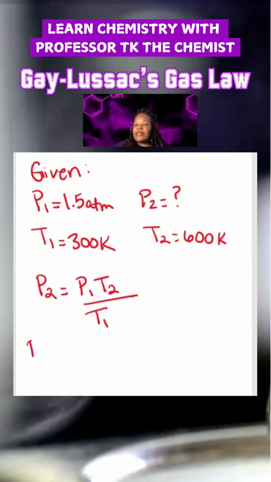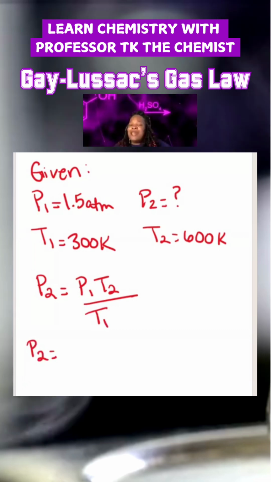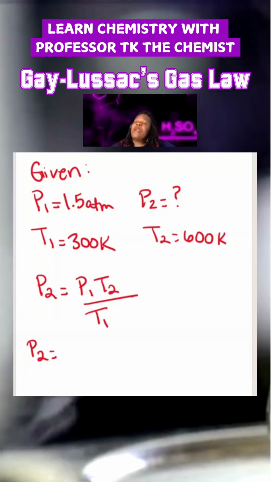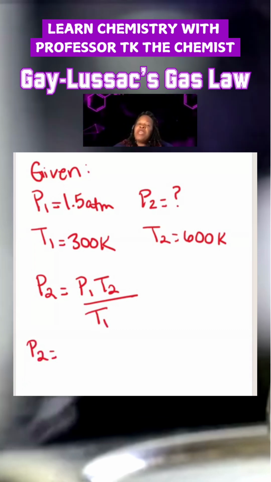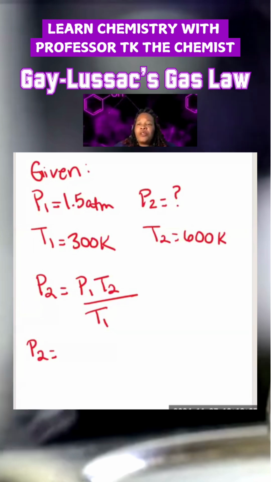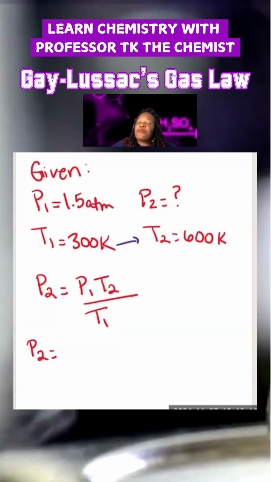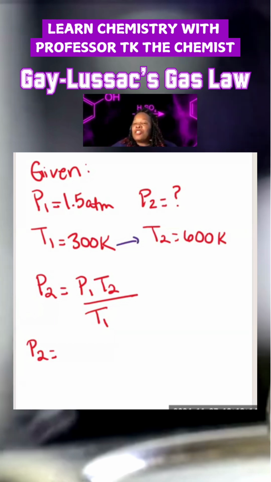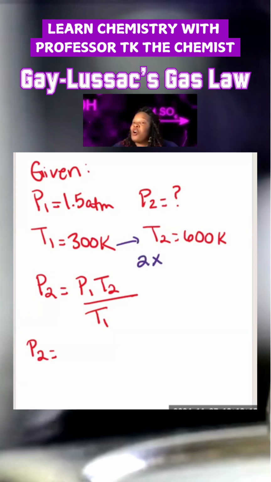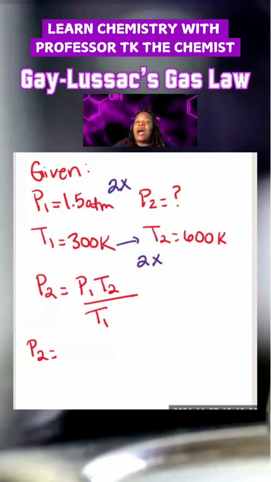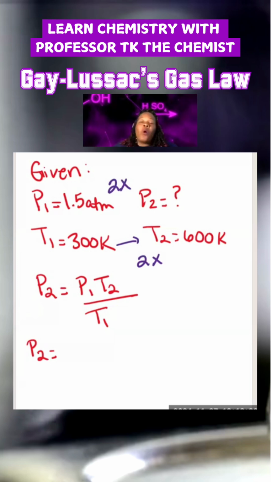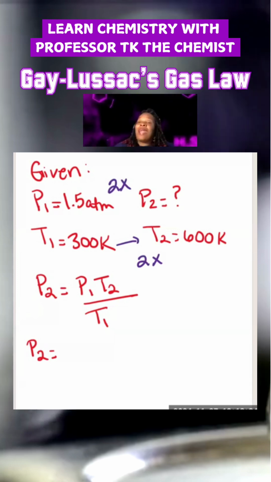So in this particular case, before we actually solve the problem, let's take a look at what we can predict the answer to be. If you notice here, your temperature actually increased, right? It went from 300 Kelvin to 600 Kelvin. Therefore, we notice that our temperature doubled. So guess what your pressure is going to do? It's going to also double. So we can automatically know that doubling 1.5 gives us 3.0 atm.